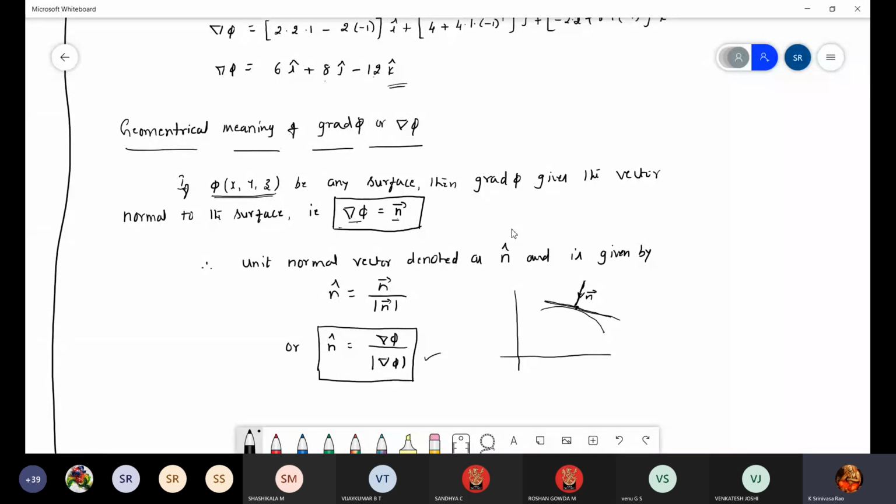So for n cap, how to calculate grad phi, we solved some three to four problems, and you have to calculate the magnitude. Finally, they may ask to find the angle between two normals. For example, one more curve comes like this, then you draw one more tangent and draw the normal, and you have to calculate the angle between the two normals. That is the concept. How to calculate the angle, we will recall first. Now, calculating the normal vector. Take down the problem.